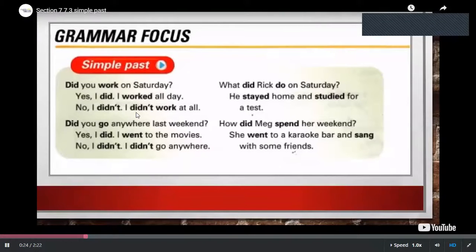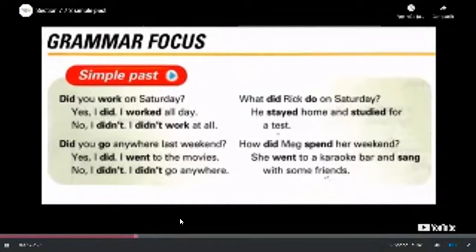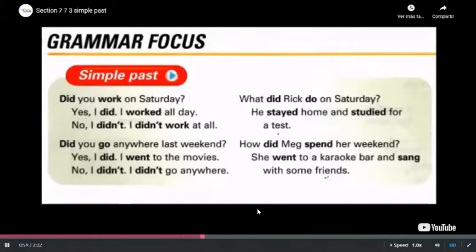Let me know if you can listen. Listen, please. Simple past. Did you work on Saturday? Yes, I did. I worked all day. No, I didn't. I didn't work at all. Did you go anywhere last weekend? Yes, I did. I went to the movies. No, I didn't. I didn't go anywhere. What did Rick do on Saturday? He stayed home and studied for a test. How did Meg spend her weekend? She went to a karaoke bar and sang with some friends.